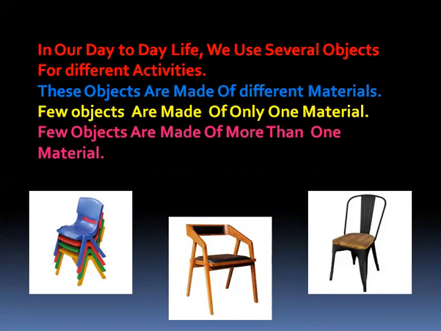You can see the second picture, the wooden chair. It is made up of only one material. But can you see the third picture, the chair? It is made up of iron and also wood. Two materials are used here. So here, more than one material is used.